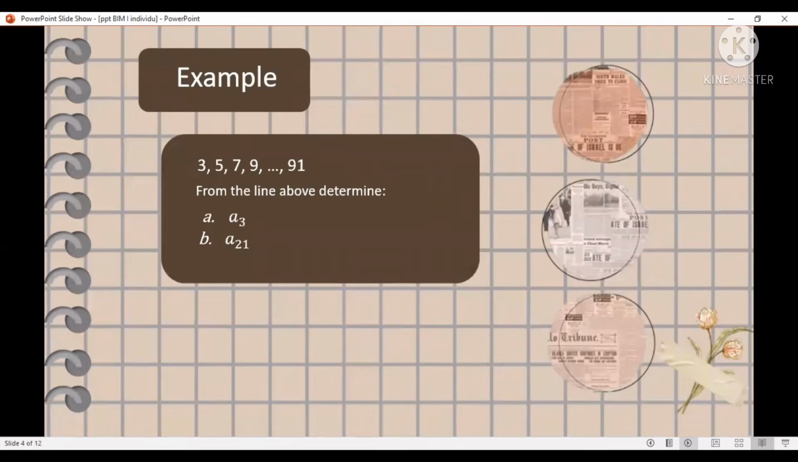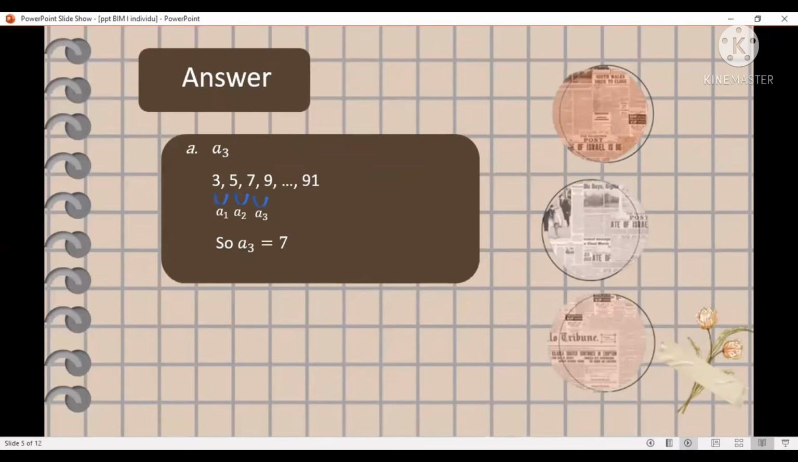The following is an example of a question. There is 3, 5, 7, 9, until 91. From the line above determine A, which is A3 or the third term, B is A21 or the 21st term. Then to answer the first question, the question asked is the third term. We note from the arithmetic sequence in the problem, A1 is 3, then A2 is 5, and A3 is 7. So A3 equals 7.